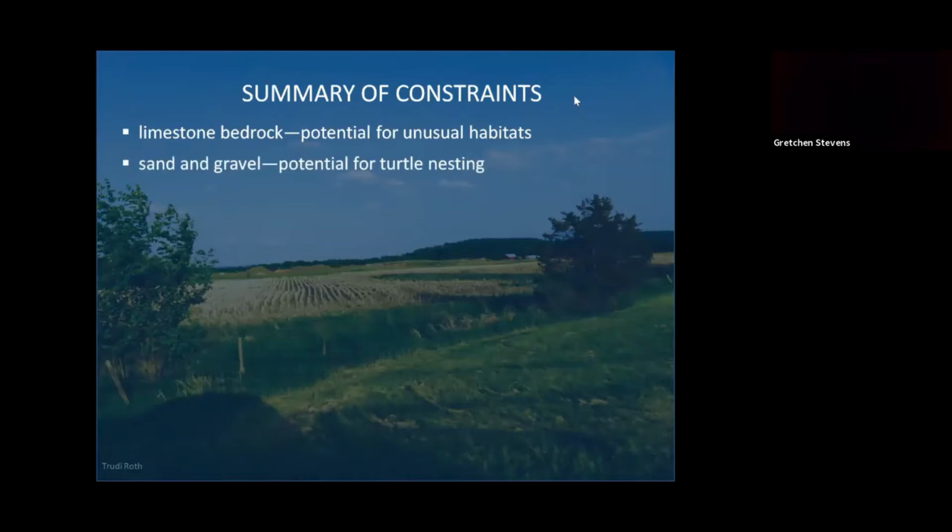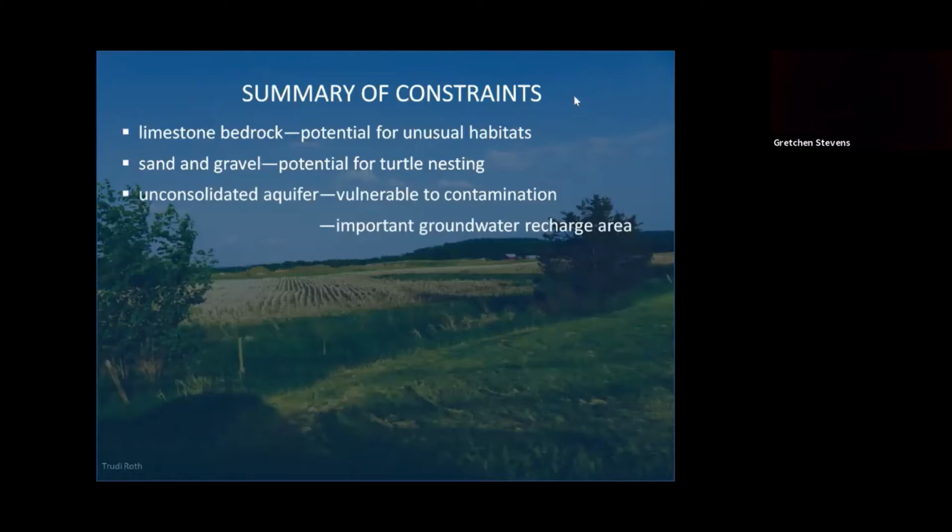There are sand and gravel deposits on the site. These can be very valuable for site construction of driveways and other kinds of development. They can also be very important for turtle nesting. So if there are, for example, wood turtles using that part of the stream, the sand and gravel areas might be especially important to them. Unconsolidated aquifers can themselves be very vulnerable to contamination through the sand and gravel material. And these are also very important groundwater recharge areas.